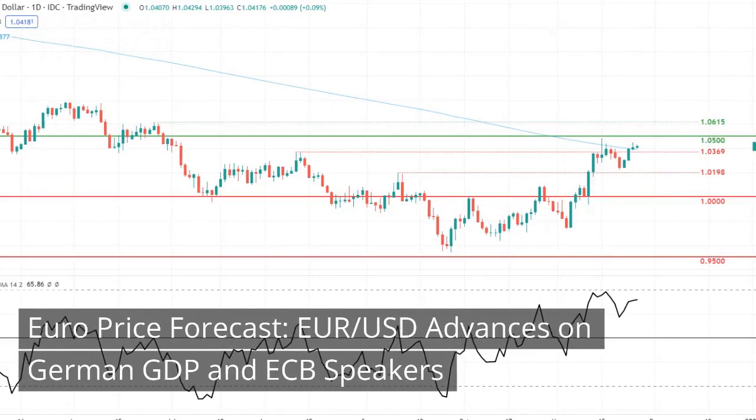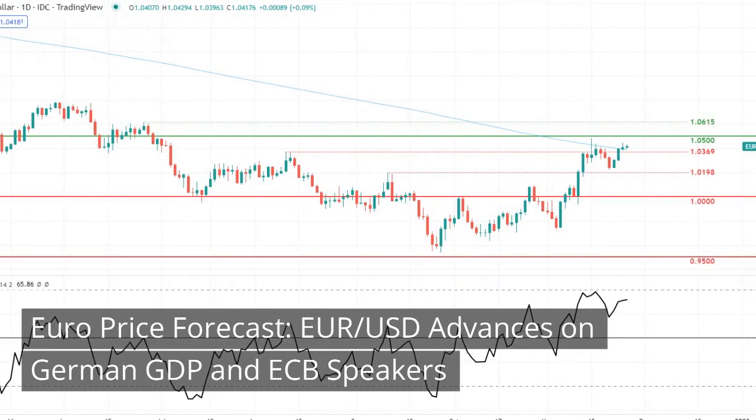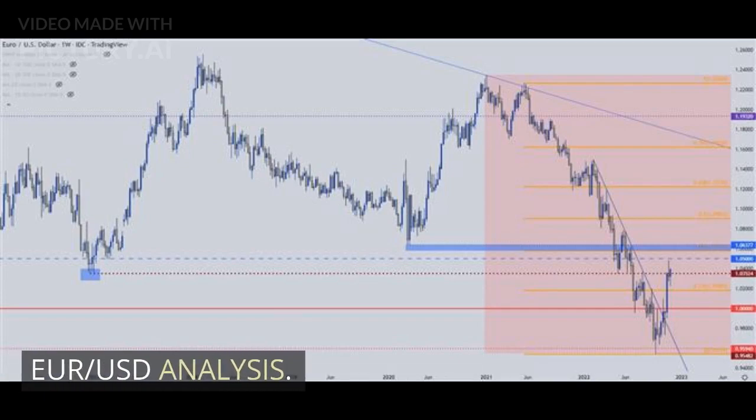Another day, another story. Euro price forecast. Euro to US dollar advances on German GDP and ECB speakers. Euro to US dollar analysis.